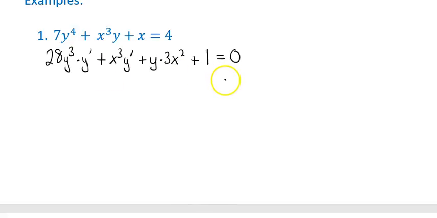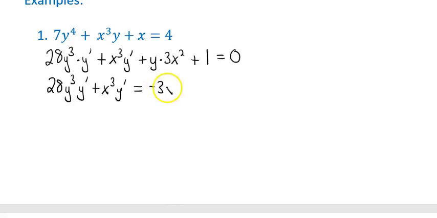And that will make your life a little complicated if you don't do that. So after you've taken that derivative, the next step is to get the y primes on one side of the equals mark and everything else on the other. Well, both of the things that have y prime, this first thing and the second thing, are already on the same side. So I'm just going to move these things that don't have y primes to the other side. So I have 28y cubed y prime plus x cubed y prime, and I'm subtracting these other things. So I'm going to have a negative 3x squared y, and I just like to rearrange it.